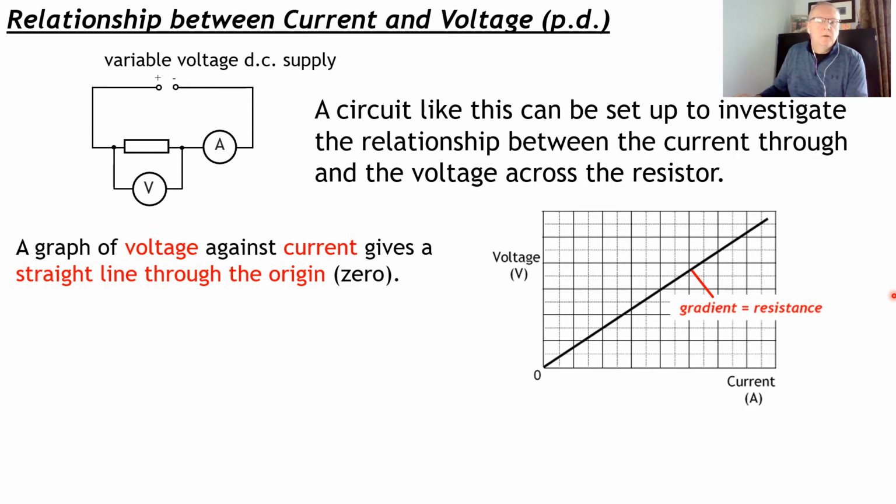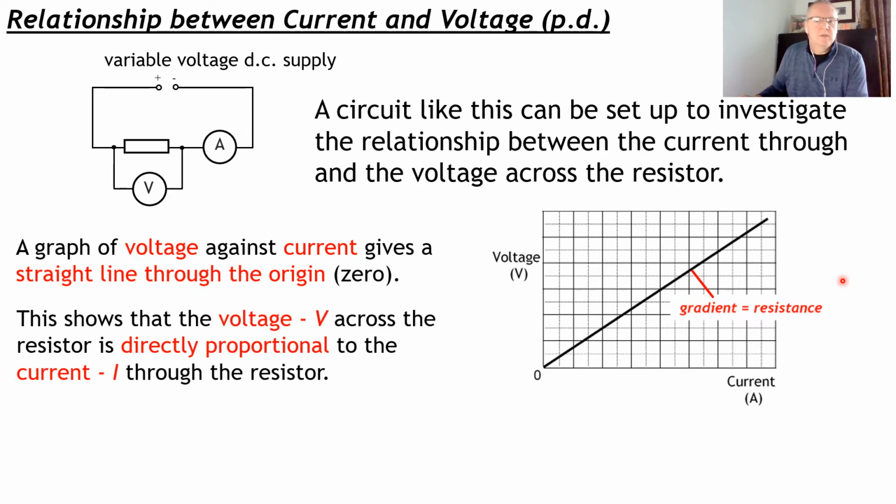If you plot points of any two things against each other, and you get a straight line graph through the origin, then that shows something. What it shows is that the voltage is directly proportional to the current. To read that out more fully, the voltage across the resistor is directly proportional to the current through the resistor.